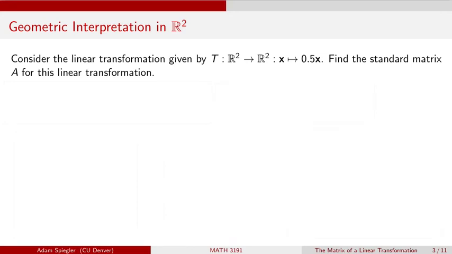Okay, so now that we know any linear transformation can be written as a matrix transformation, let's take a look at some examples about how we can do this and think about how we can actually interpret these maps.